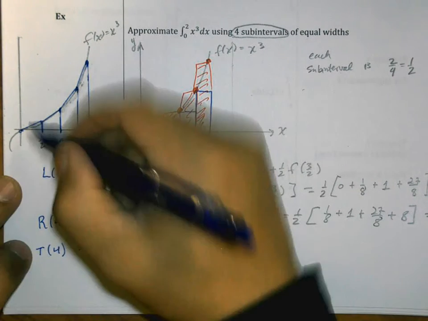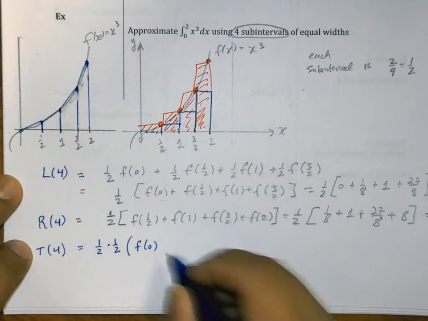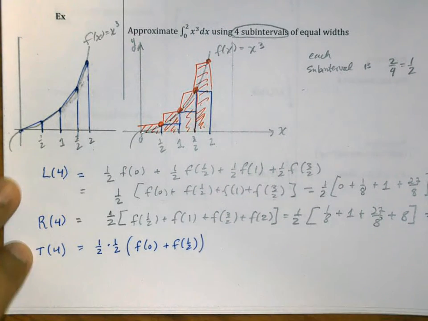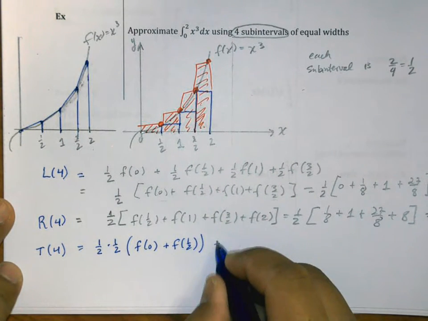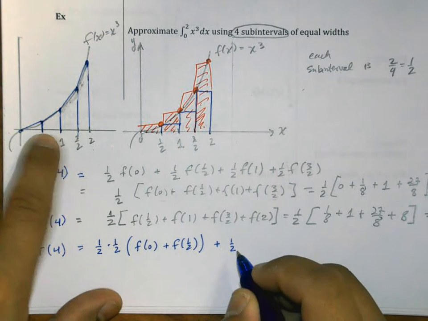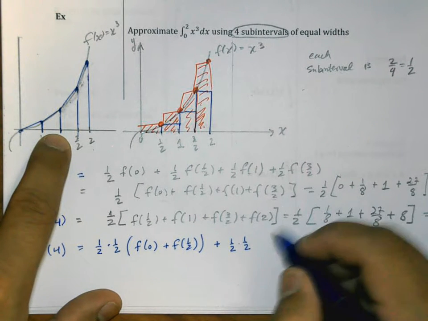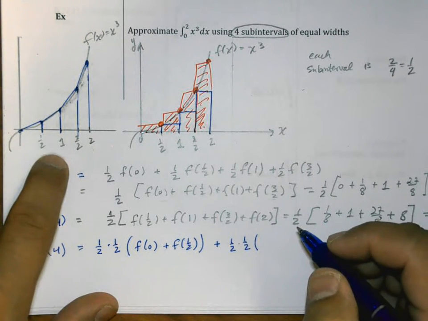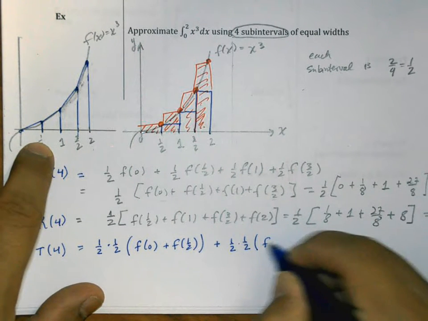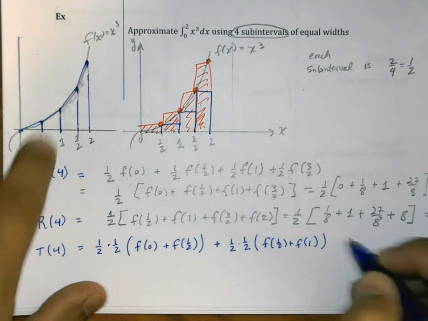The first base is actually f of 0, and the second base is f of 1/2. Plus the area of the second trapezoid, so that's 1/2 the height, which in this case is also 1/2, times the sum of the bases. So the first base of this one is f of 1/2 plus f of 1.